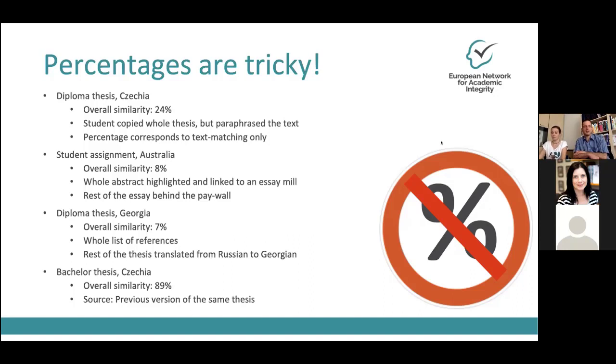We also came across a case of a diploma thesis in Georgia, where overall similarity was 7%. But after closer investigation, we found out that it was the whole list of references, and the rest of the thesis was translated from Russian to Georgian. Here was also the issue of different alphabets, so the system had no opportunity to identify any text match besides the references.